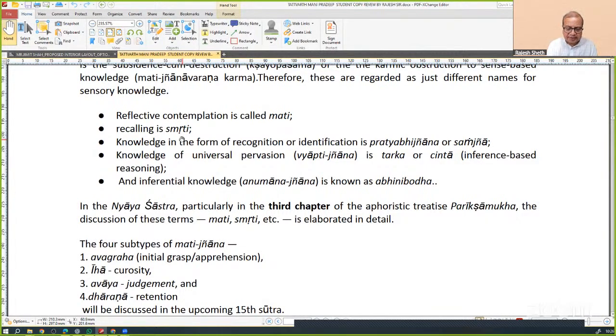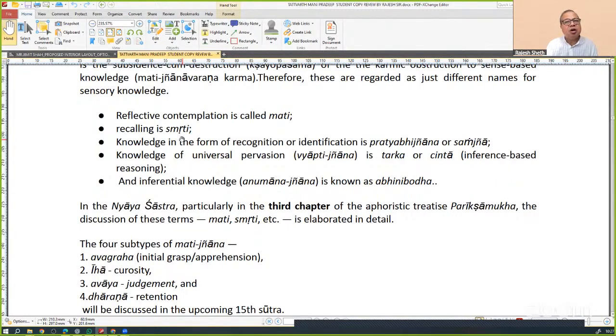And the fourth one is knowing of universal pervasion, vyapti gyan, is tark or chinta, inference based reasoning. Okay. So that we will take it as, actually it is inference based reasoning. That is the good terminology. You write down, it's written in the bracket, inference based reasoning. Okay. Inference based reasoning means tark, vyapti ke gyan. Okay. And the last one is inferential knowledge or inference.